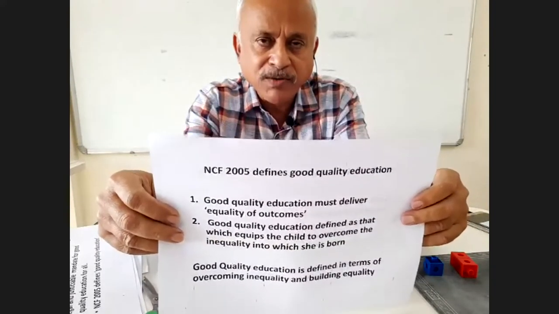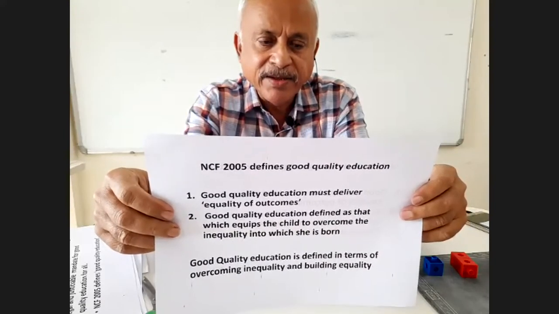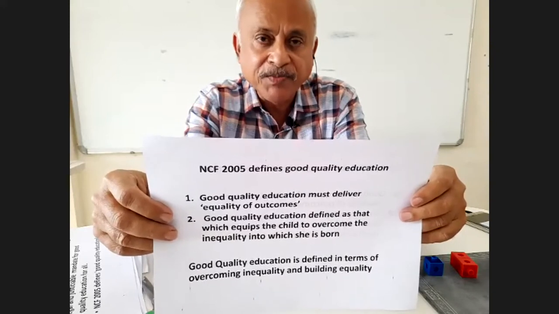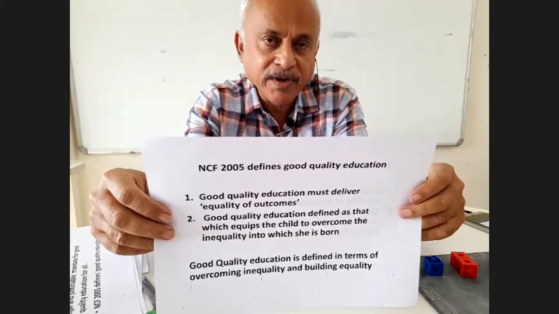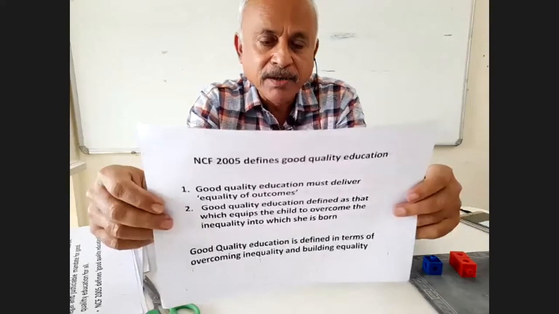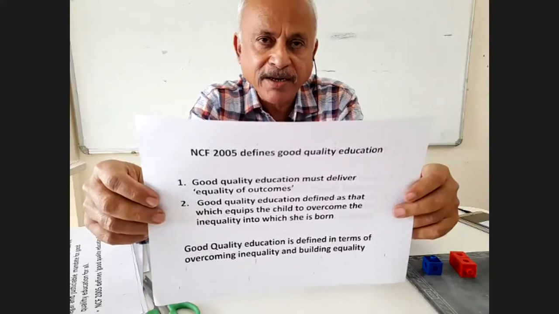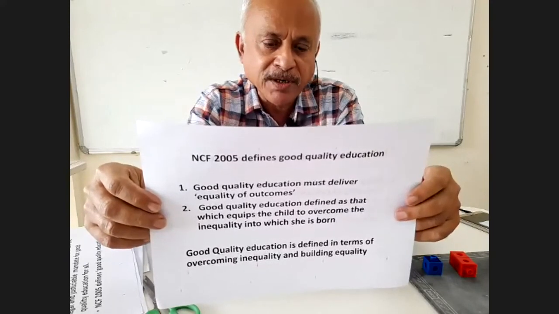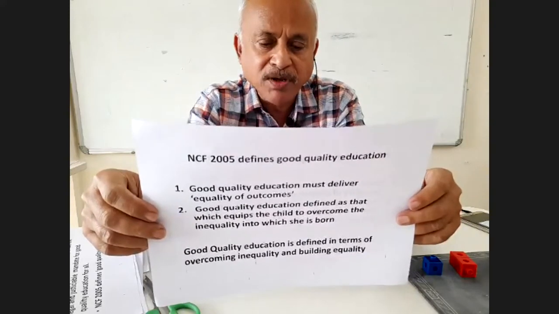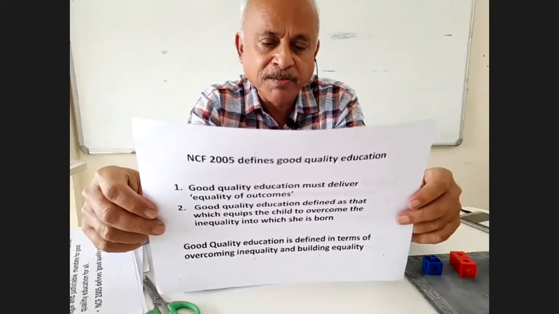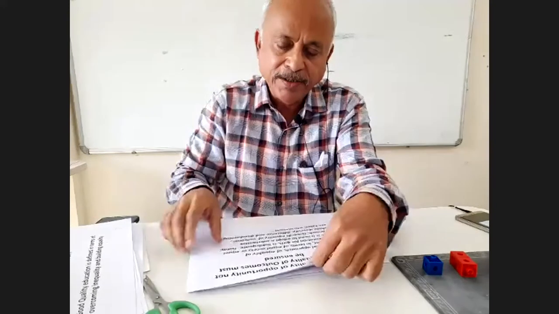National Curriculum Framework 2005 defines good quality education as that which delivers equality of outcomes. Equality of outcomes. It says good quality education is that which equips the child to overcome the inequality into which she is born. So good quality education is defined in terms of overcoming inequality and building equality. These are the exact words.